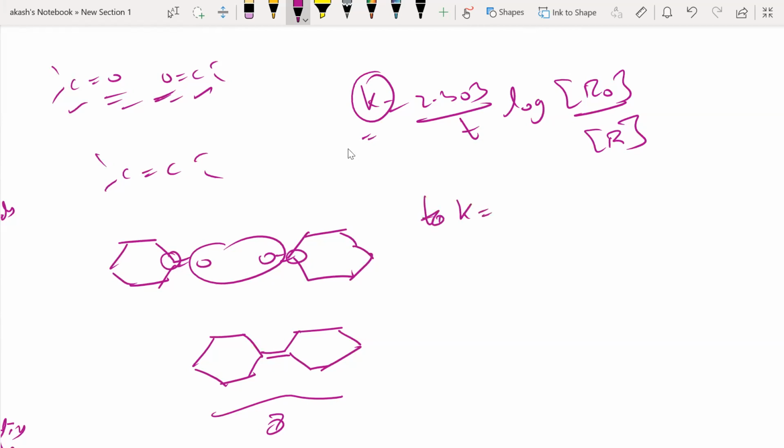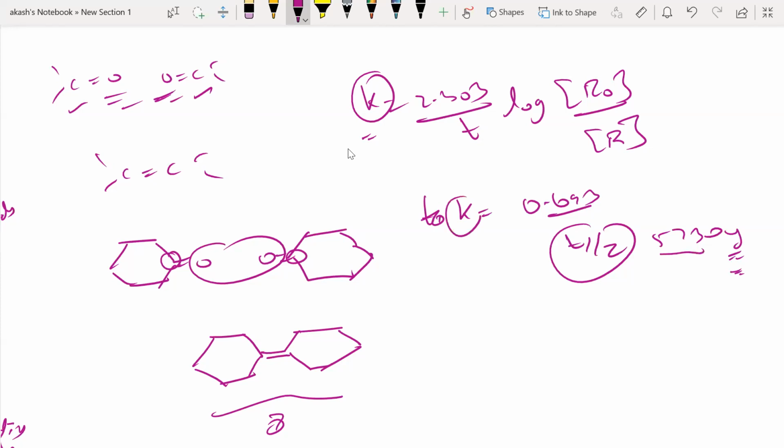So what is the equation? K is equal to 0.693 by T half. Now, T half is given as 5730 years. You can keep it in years only, no issues. Don't need to convert into seconds or minutes or whatever it is. Just keep it in years. Now we know this value. So K value is known. So take that K value and substitute it here.